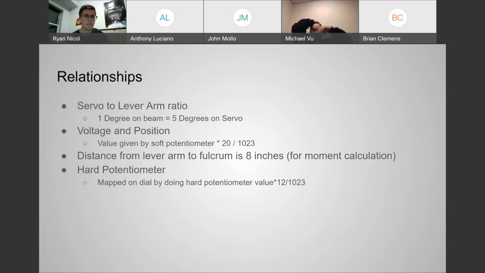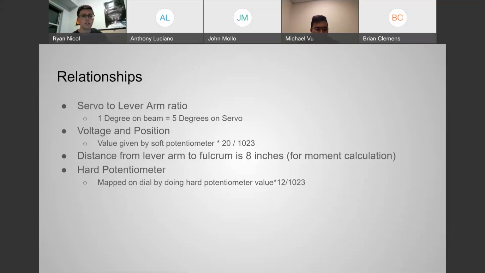So in order to map the soft potentiometer values, we have the value given to us, which is a value between 0 and 1023, and then we multiply that by 20 and divide by 1023, and that should give us a value between 0 and 20 to know where the ball is in reference to our soft potentiometer. An important thing to note when we're looking at our moments or our torques is to know that our fulcrum is 8 inches away from the lever arm, which is where our linkage rests, along with our servo.